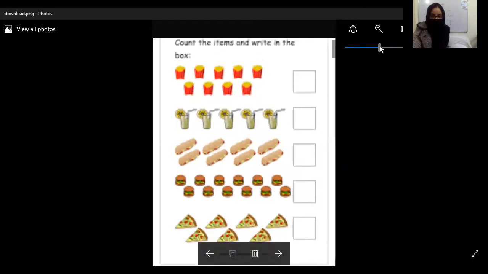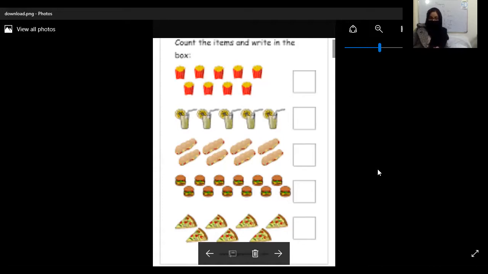Who is going to tell me how many juices we have in the picture? Yes, count them and tell me. 5. Excellent. And what are the spellings of 5? F-I-V-E, 5. Okay, how many fries? Oh, I love fries. How many fries are there? 9. Wonderful. And what are the spellings of 9? N-I-N-E, 9.